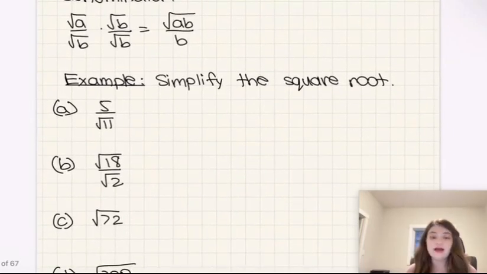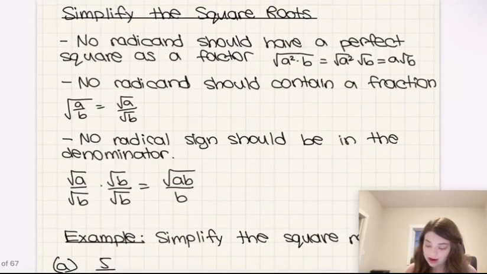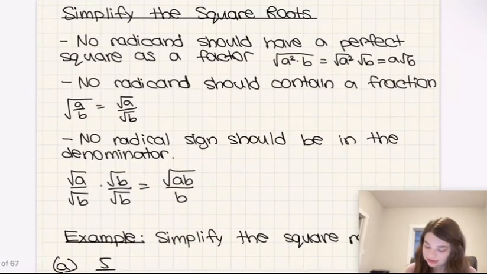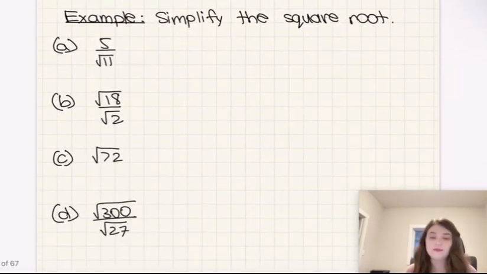This first one is 5 over root 11. So let's see. First thing is no radicand should have a perfect square as a factor. Well, 11 is prime, and so 11 does not have a perfect square as a factor, other than 1. I don't actually think it said that, but yeah, we can assume that 1 is okay to have. Any factors that are perfect squares other than 1 would not be okay to have. The second thing is that we should not have any fractions in our radicand, which is fine. We do not, so that works for us.